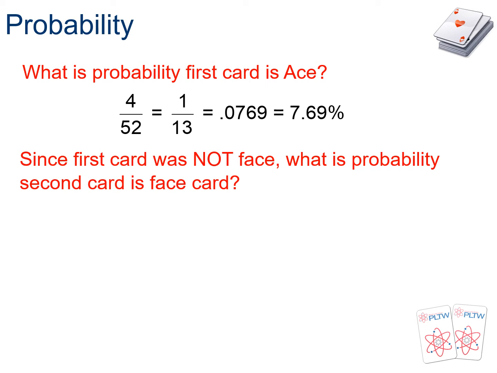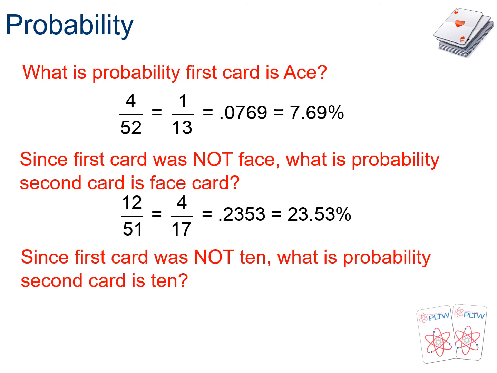Well, now we no longer have 52 cards in a deck, do we? No. So we're not dividing by 52, we're dividing by 51. Okay, so we got 12 face cards in 51, so the probability is 12 over 51, which is 4/17, which is 23.53%. So since the first card was not a 10, what's the probability that the second card is going to be a 10? Okay, well, there's 4 10s, so 4 over 51 is 7.84%.